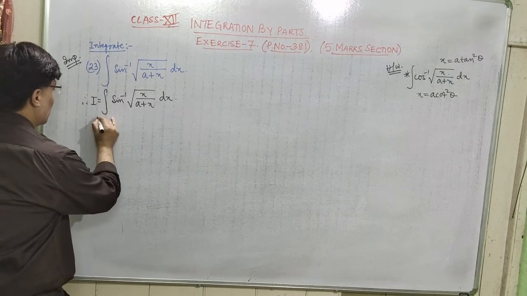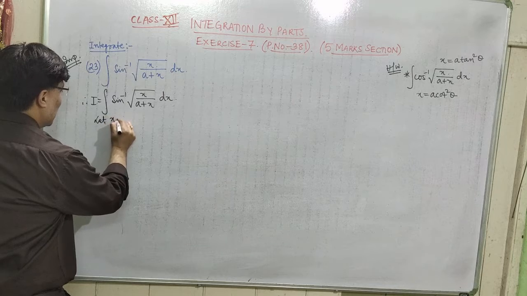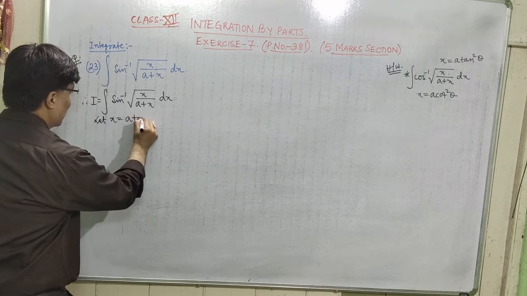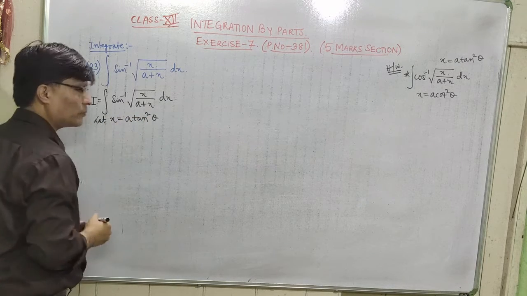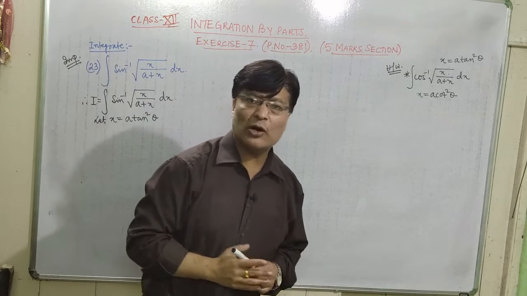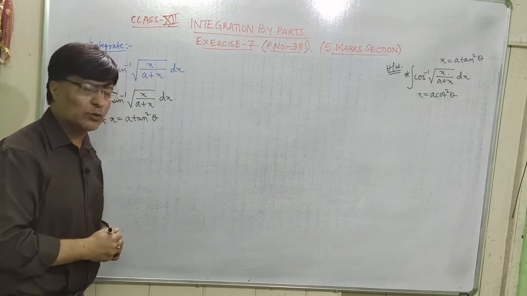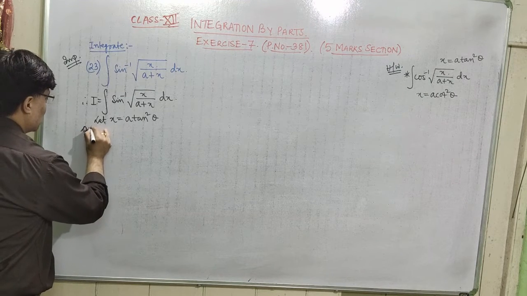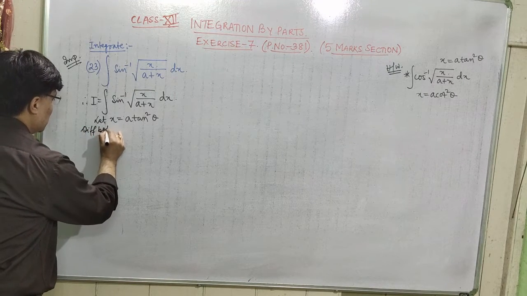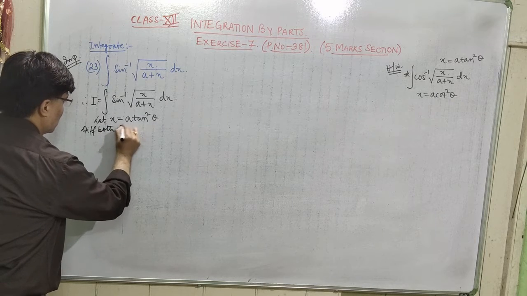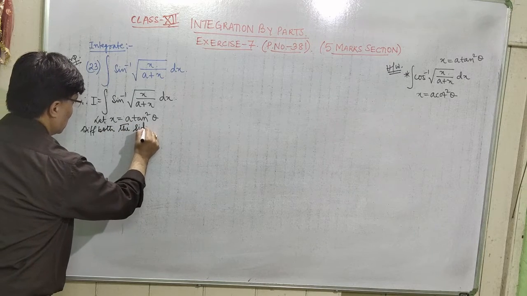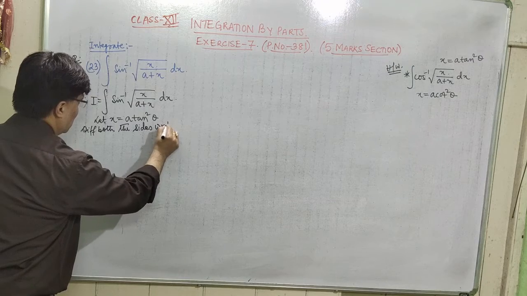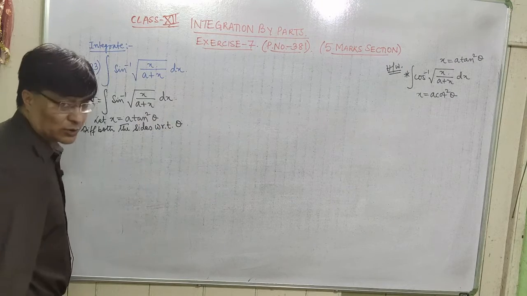So in this case we put, let x is equal to a tan square theta. What will you do now? Let us differentiate both the sides with respect to theta. So let us write here, differentiating both the sides with respect to theta.